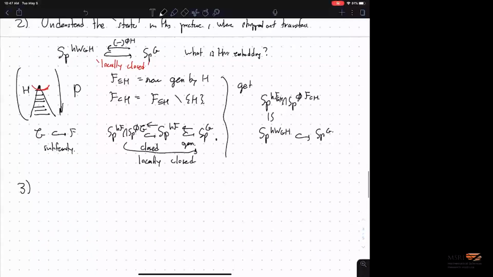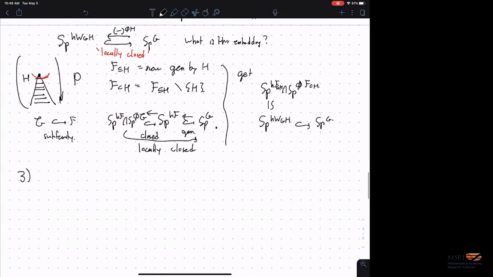Next, we've understood the strata. What about the monodromy? So I want to obtain the now so-called generalized Tate monodromy.